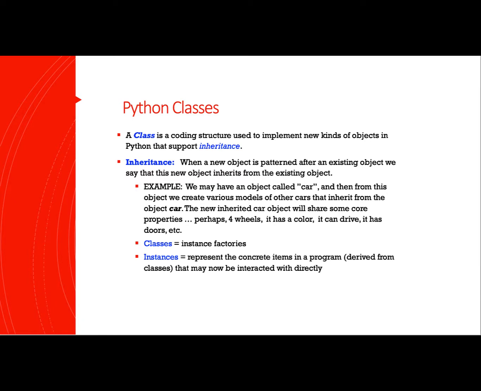A Python class is a coding structure used to implement new kinds of objects in Python that support inheritance. Inheritance is when a new object is patterned after an existing object. We say that this new object inherits from the existing object. An example, we may have an object called car, and then from this object we create various models of other cars that inherit from the object car. The new inherited car object will share some core properties, perhaps 4 wheels, it has a color, it can drive, it has doors, etc.